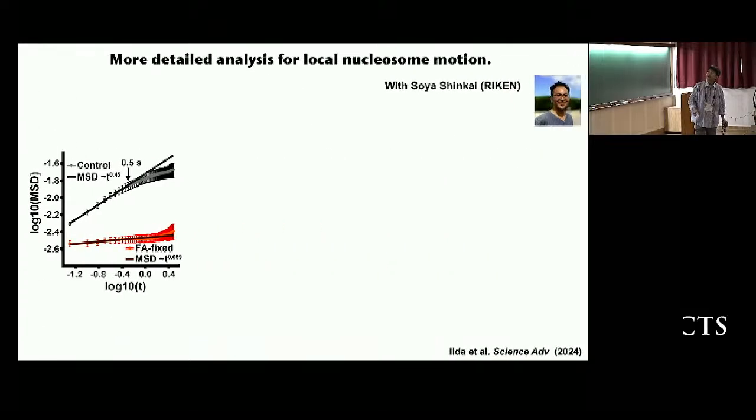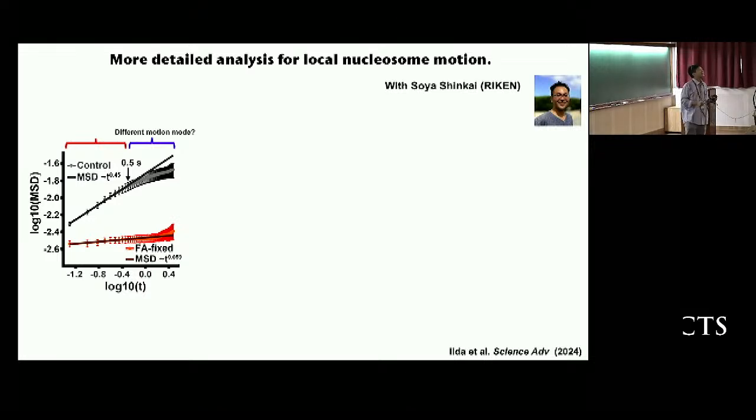And to get more information on local nucleosome motion, we took a log-log plot of our MSD data. The plot fit linearly well up to 0.5 seconds, and the MSD exponent is 0.45. But beyond this time we couldn't fit well, suggesting the motion mode changes over 0.5 seconds. So we focus on this very short time period.